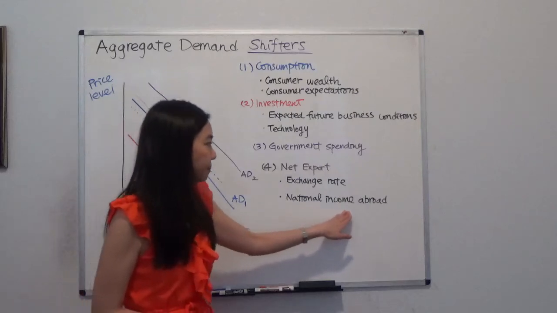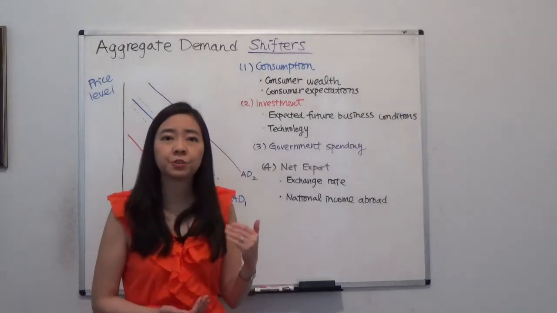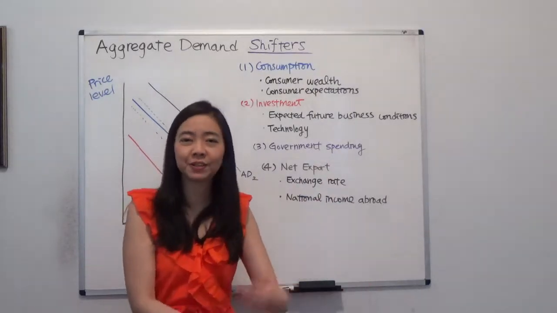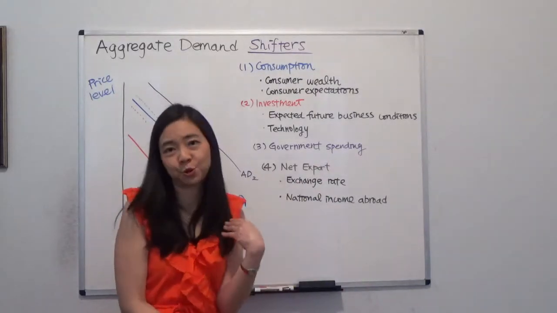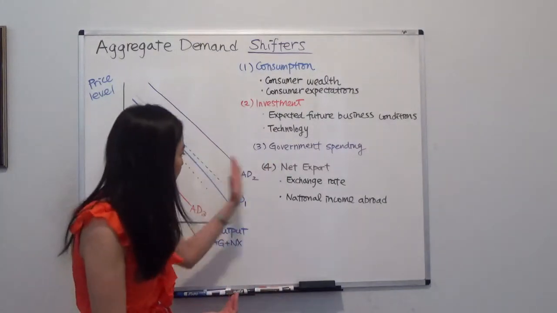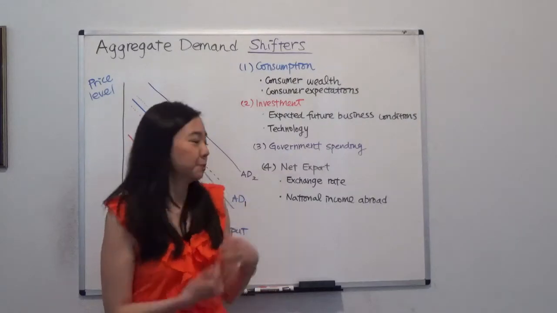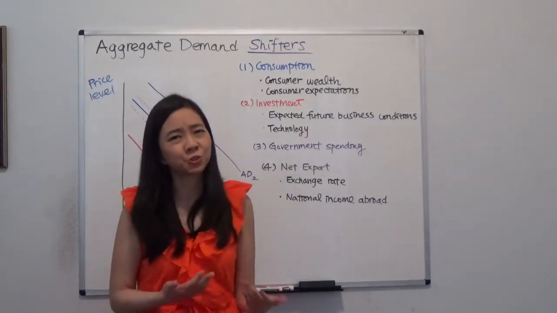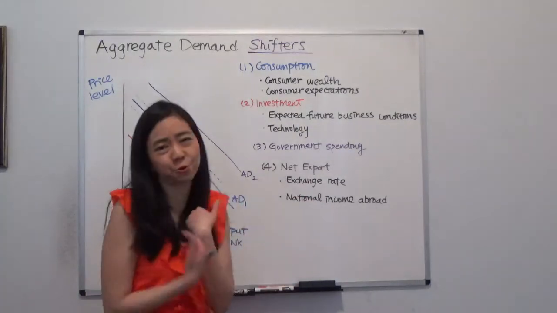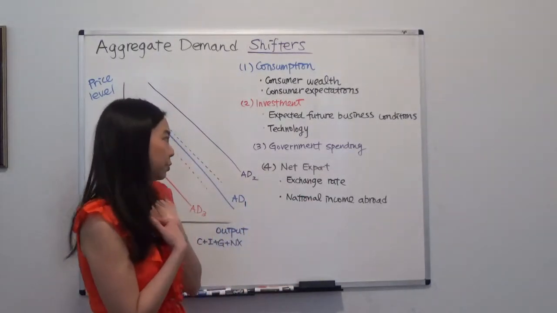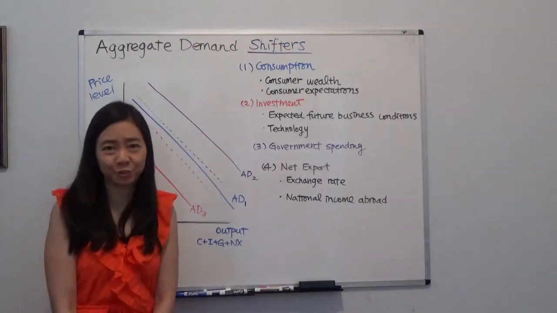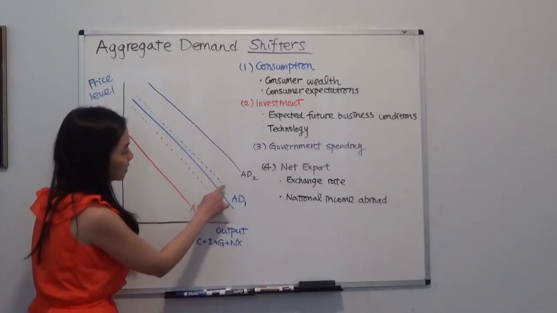And also national income abroad. So if foreigners are wealthy and they're doing very well economically, then they're going to purchase more of our goods. And that is going to increase our net export, shifting our aggregate demand curve to the right. But if foreigners are not doing so well and they are experiencing, for example, a recession, then they are not going to buy our goods, then that is going to lower our net export, shifting our aggregate demand curve to the left.